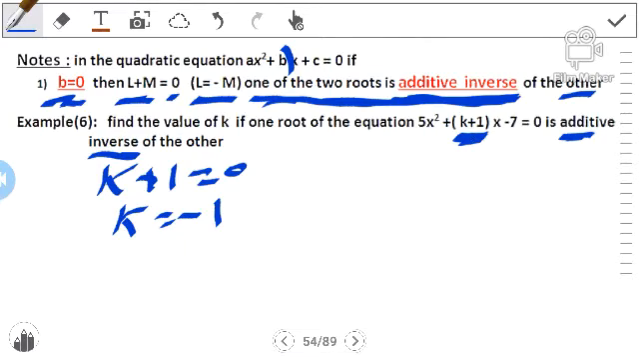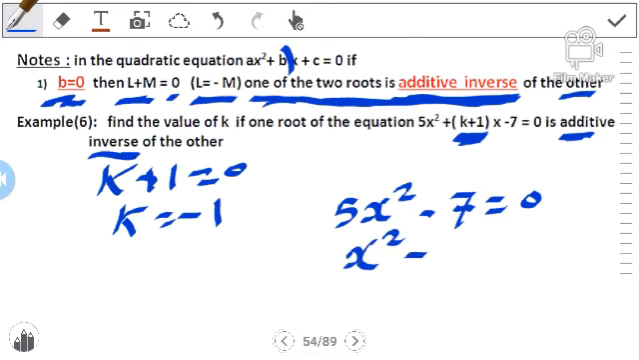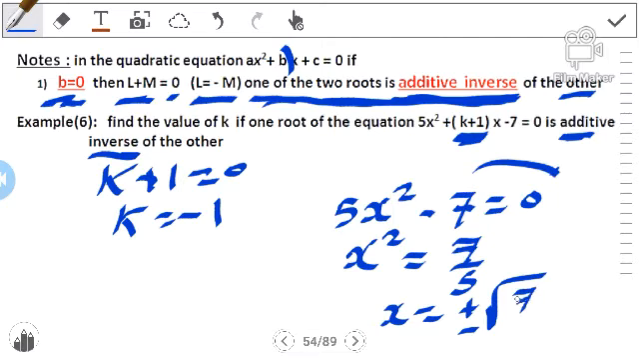If I put k equal to negative 1 and try it, I get 5x to the power of 2 minus 1 plus 1, so the x term becomes zero, leaving 5x power 2 minus 7 equals 0. Then x power 2 equals 7 over 5. Taking the square root, x equals positive or negative root 7 over 5. Indeed, one of them is positive and the other negative, so the two roots are additive inverses of each other.